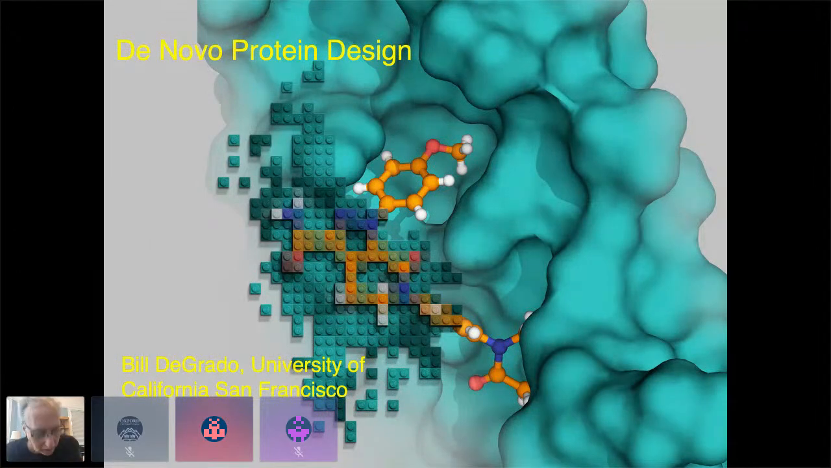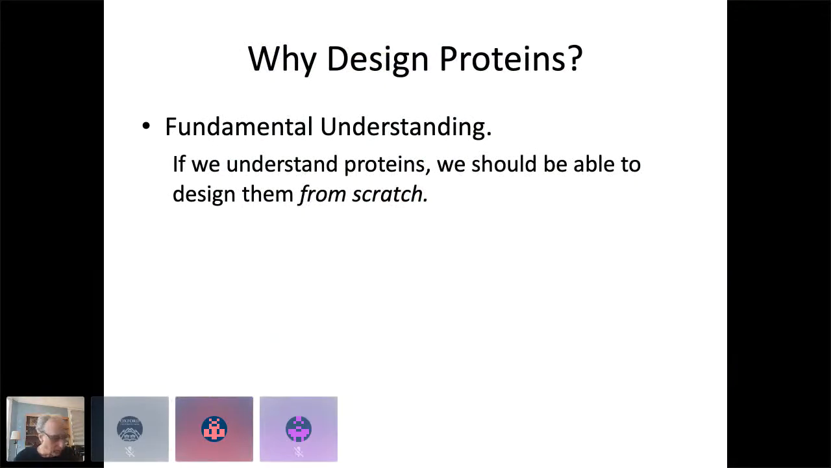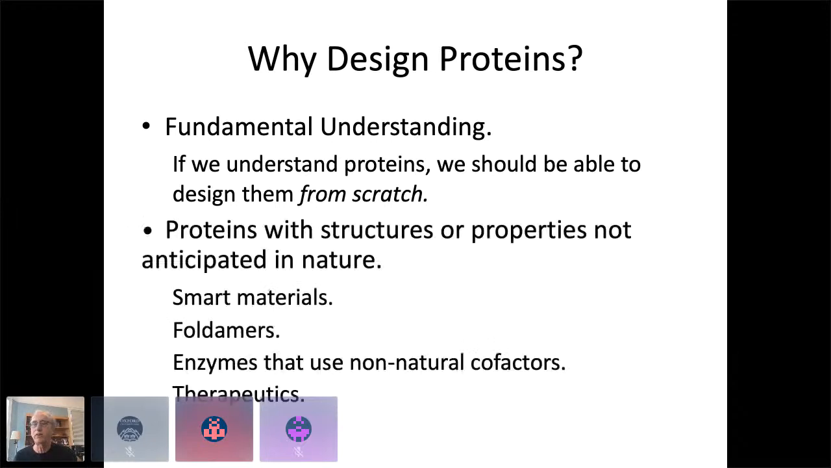All right. So our topic today will be de novo protein design. We first want to ask ourselves, why would we ever want to design proteins? When we began, we were told we were crazy and it was impossible. And yet we did it because we were seeking a fundamental understanding. Clearly, if we understand proteins, we should be able to design them entirely from scratch. And if our understanding is truly atomic and molecular in nature, we can then springboard from that to the design of smart materials, polymers, enzymes, as Joanna told us, and therapeutics.